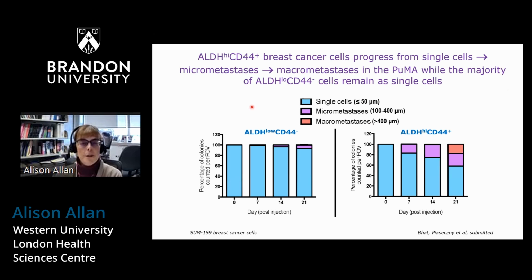And then if we think again back to that inefficiency, and that the key points are the ability to initiate the growth from a single cell to a micrometastasis and then maintain that growth into a macrometastasis, Matt saw that the ALDH high CD44 positive cells were the only population that could continue to make that progression, and the other ones kind of got stuck at that initial stage.